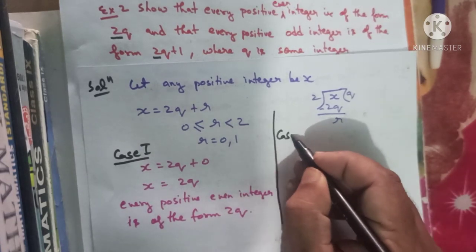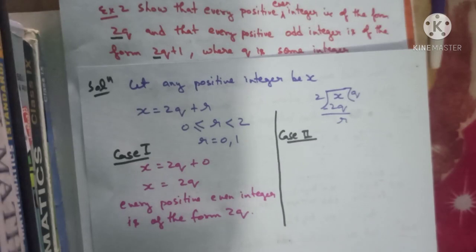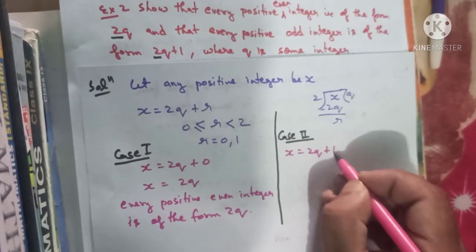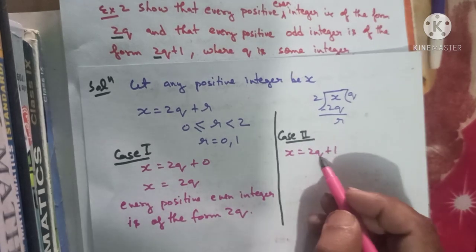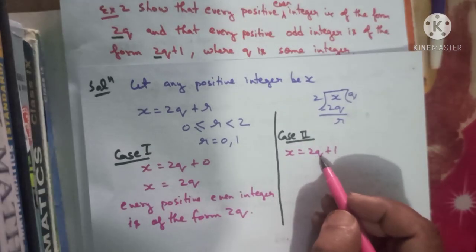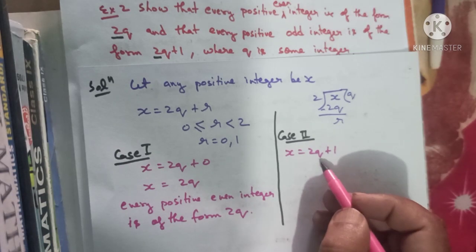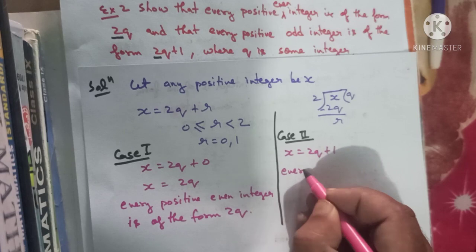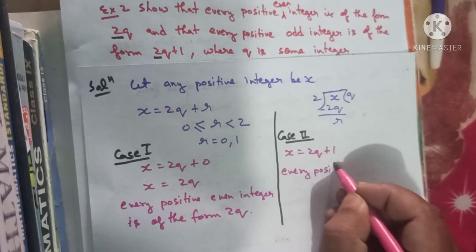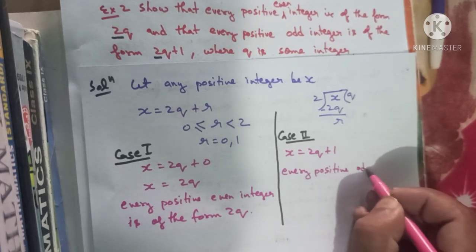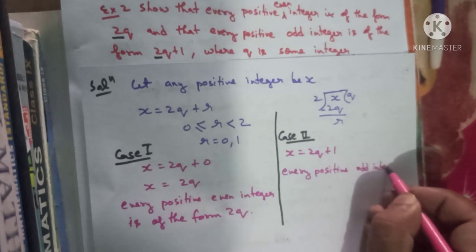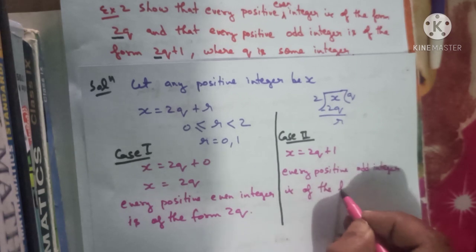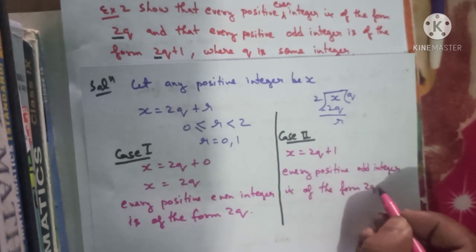If we talk about case 2, the value of x will be equal to 2q plus 1. Here we clearly see that we cannot take 2 as common, so it is not an even integer. So it is an odd integer. So we can say that every positive odd integer is of the form 2q plus 1.